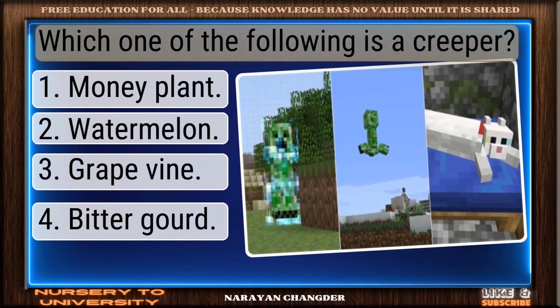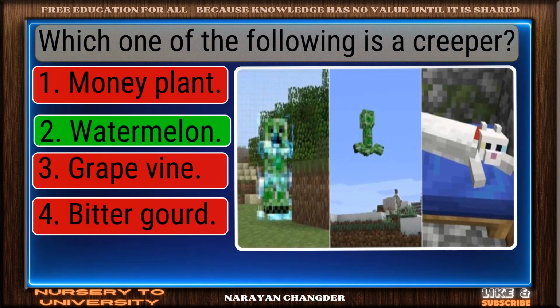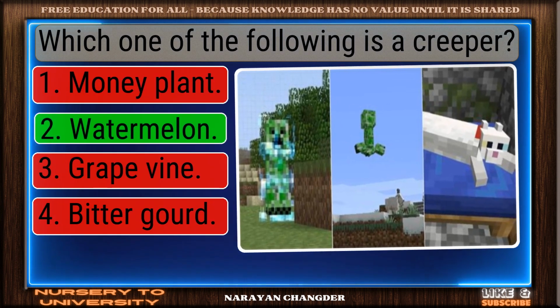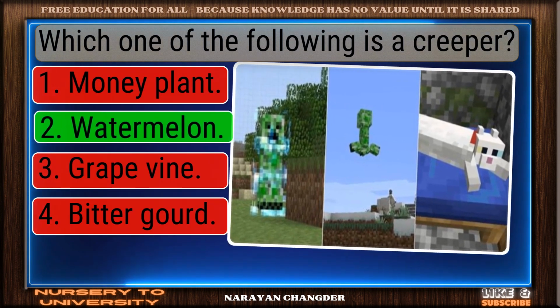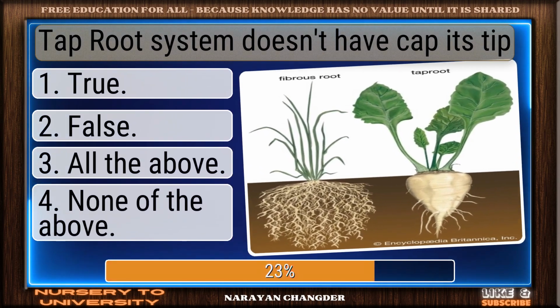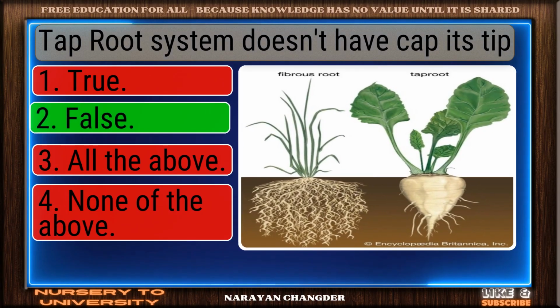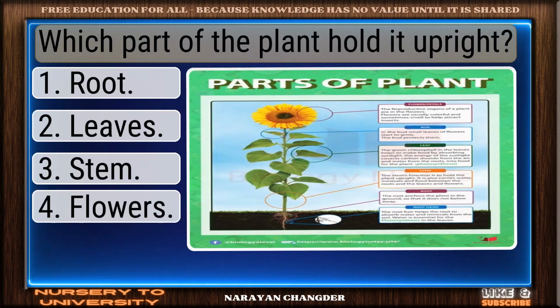Which one of the following is a creeper? You chose watermelon, and it is correct. Taproot system doesn't have a cap on its tip. Strong choice. False is the right answer.